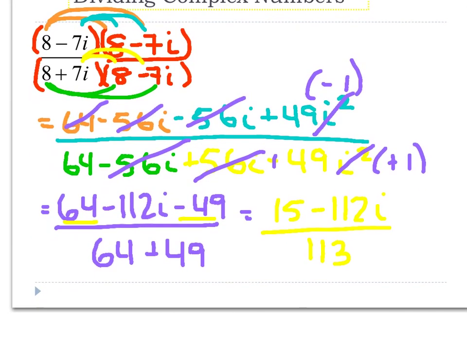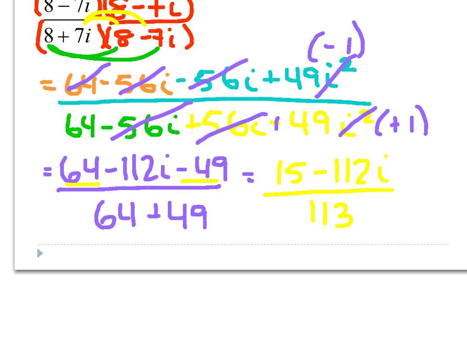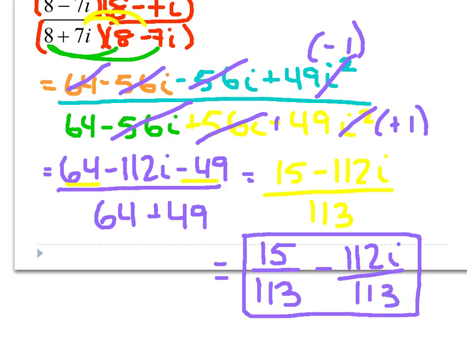And then don't forget, we like to write this as real number plus or minus imaginary number. So I'm going to rewrite this as 15 over 113 minus 112i over 113. Now remember, if I could reduce, I would, but none of those fractions reduce.